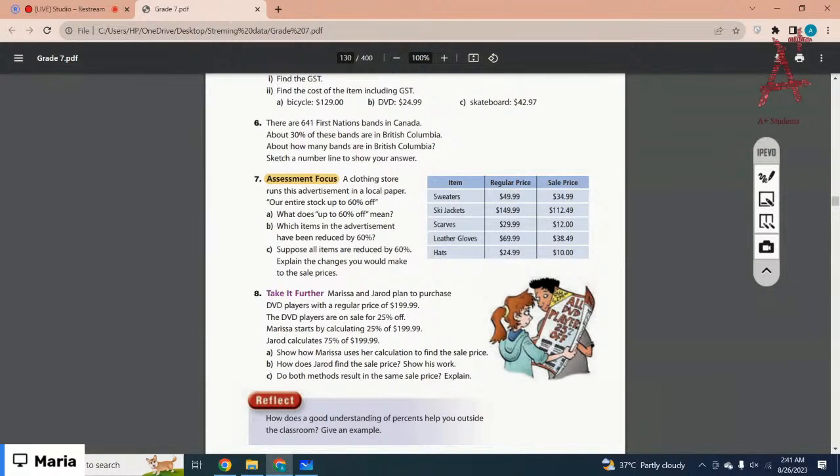Okay, question number 8 is Marisa and Jared planned to purchase DVD players with a regular price of $199.99. The DVD players are on sale for 25%. Marisa starts by calculating 25% of 199.99. Jared calculates 75%. Show how Marisa uses her calculation to find the sale price. How does Jared find the sale price? Show this work. Do both methods result in the same price? Explain. Okay, so basically the regular price is $199.99, right?